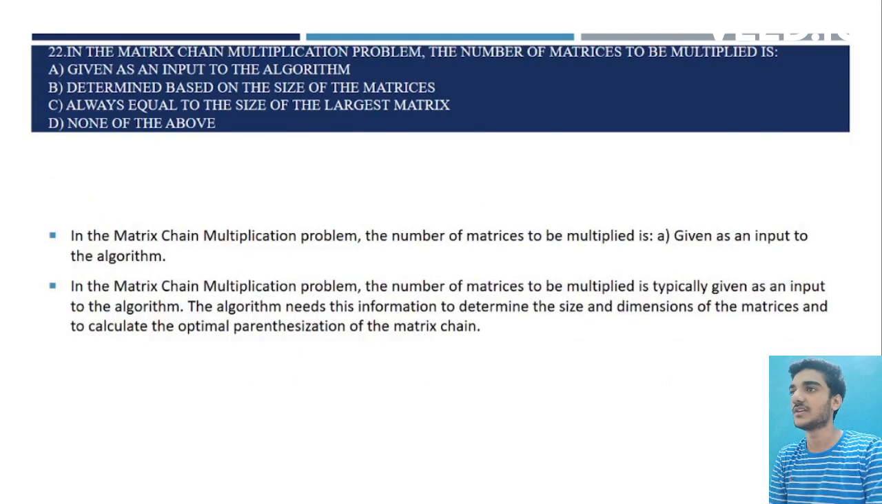In the matrix chain multiplication problem, the number of matrices to be multiplied is, the correct option is given as input to the algorithm. The time complexity depends on the input given to the algorithm. Question 23.